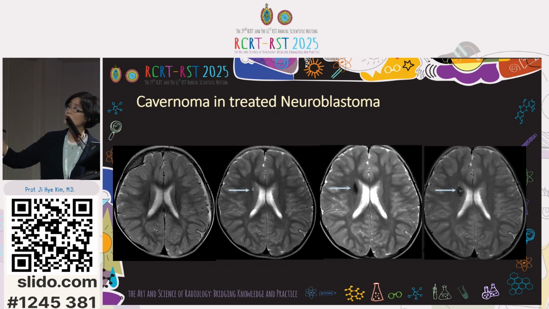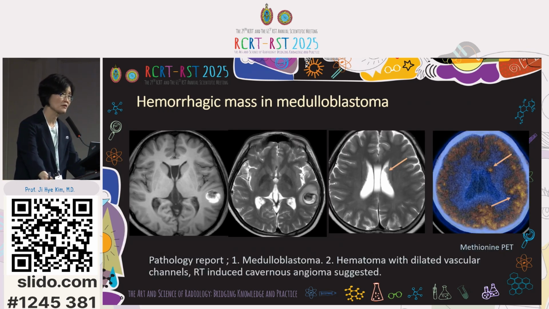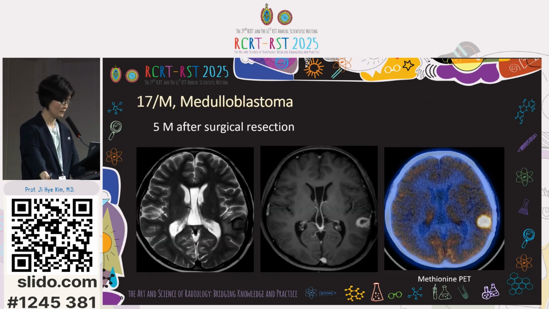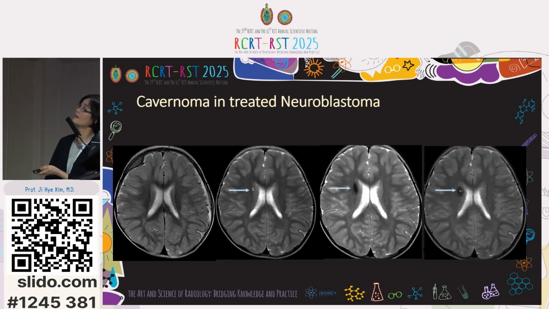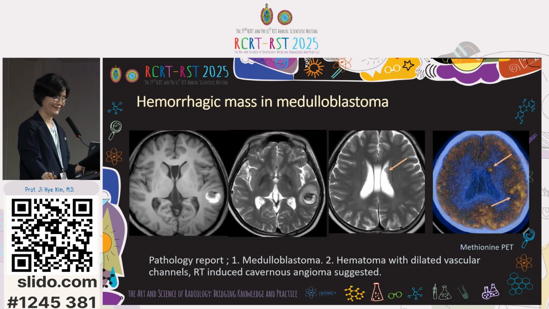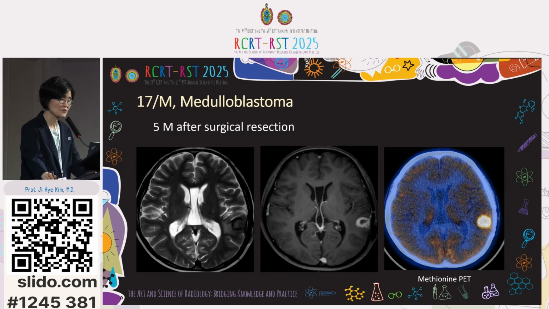On follow-up, you can see a very small T2 hyperintensity lesion here, and a tiny dark signal intensity dot suggesting hemorrhage. This region became larger with repeated bleeding and eventually took on a typical popcorn-like appearance. RT-induced cavernous malformation. How about this hemorrhagic mass in the patient with medulloblastoma?